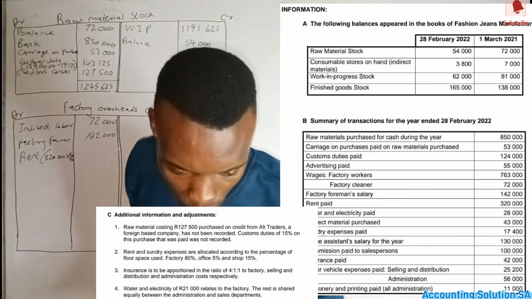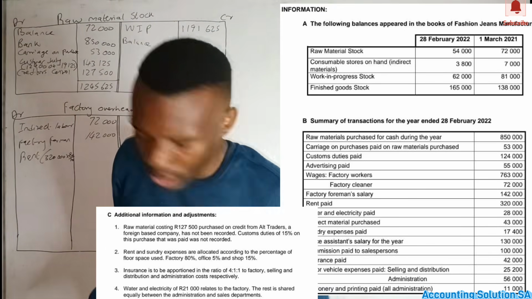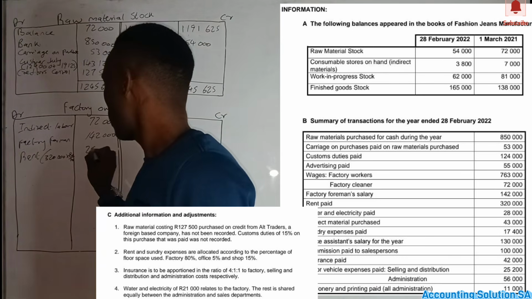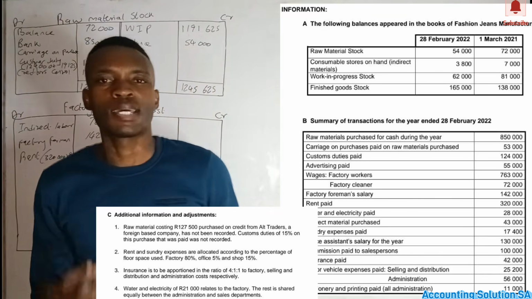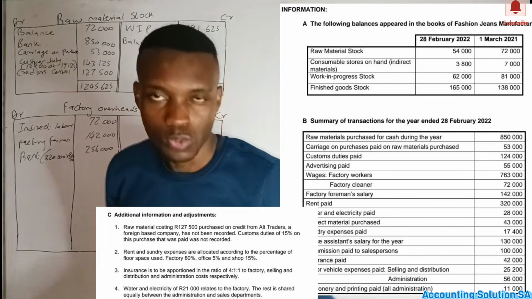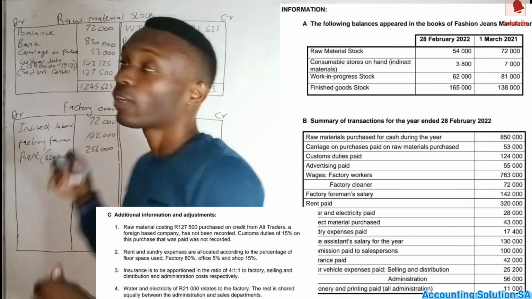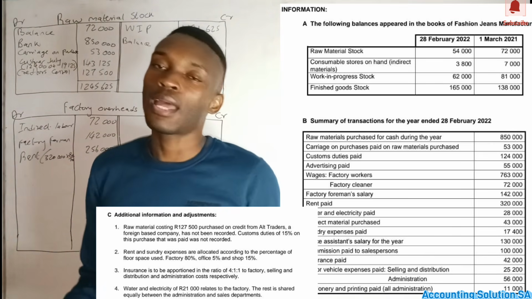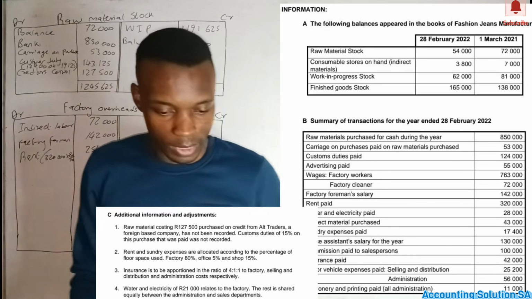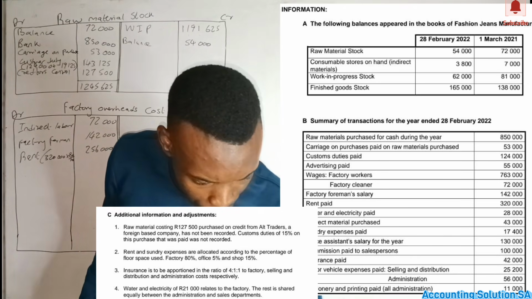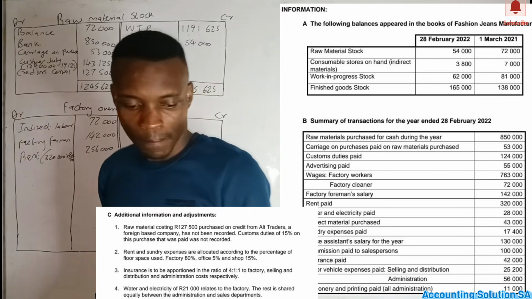If you do all this calculation, you're going to get 256,000. Simple as that. So this is how you should allocate. You only focus on factory when you are doing factory overhead, unless they say prepare administration, which means you're going to use the percentage for administration. Okay, then we have indirect material purchase.